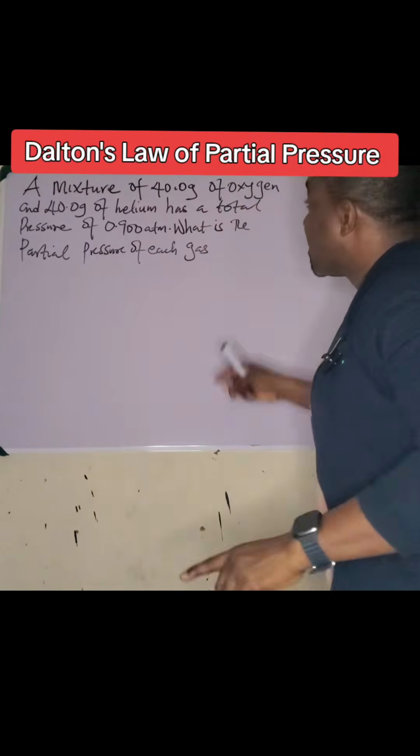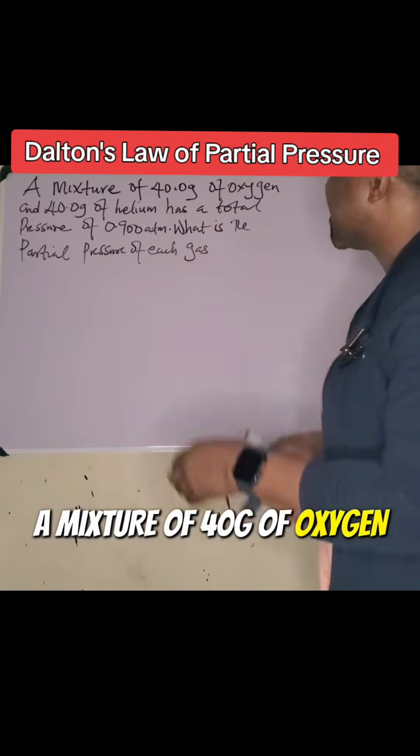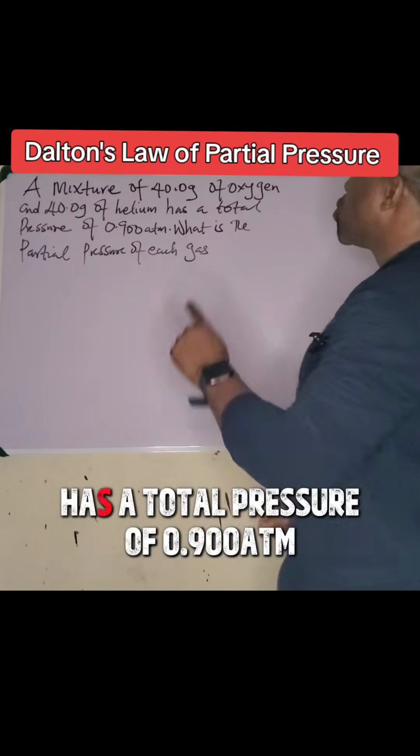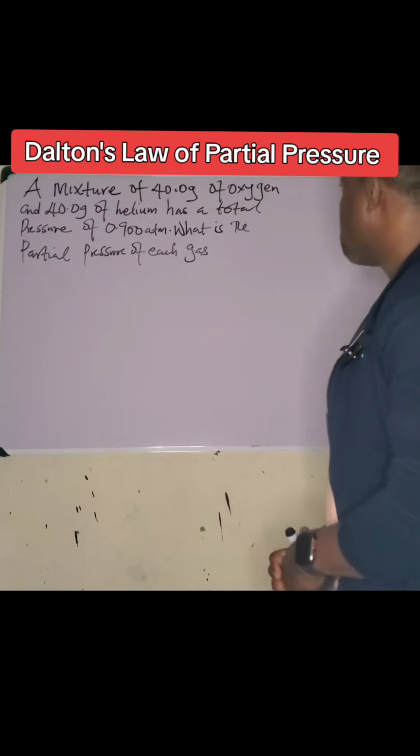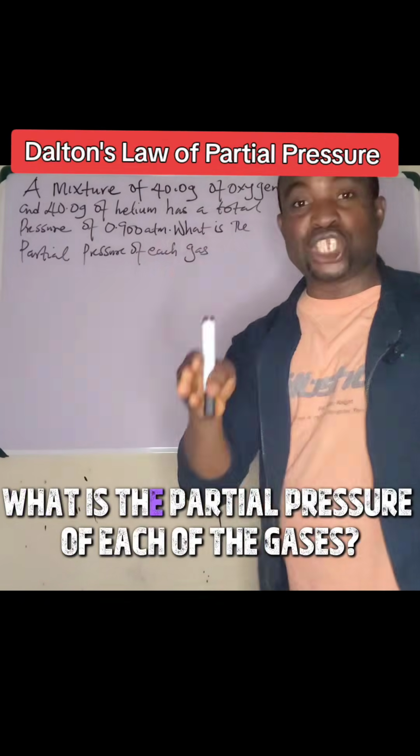And look at what the question is saying. A mixture of 40 grams of oxygen and 40 grams of helium has a total pressure of 0.900 atmosphere. What is the partial pressure of each of the gases?